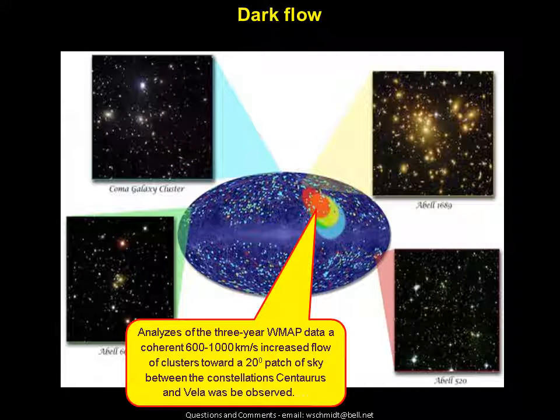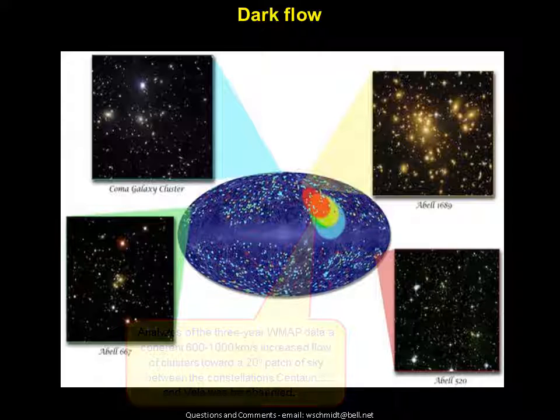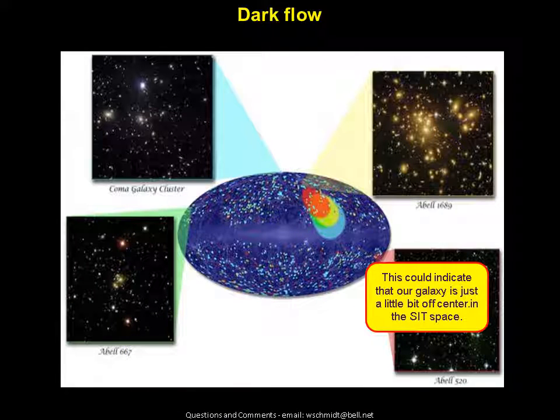Analysis of the 3-year WMAP data showed a coherent 600 to 1000 km per second increased flow of clusters toward a 20-degree patch of sky between the constellations Centaurus and Vela. This could indicate that our galaxy is just a little bit off-center in the SIT space.